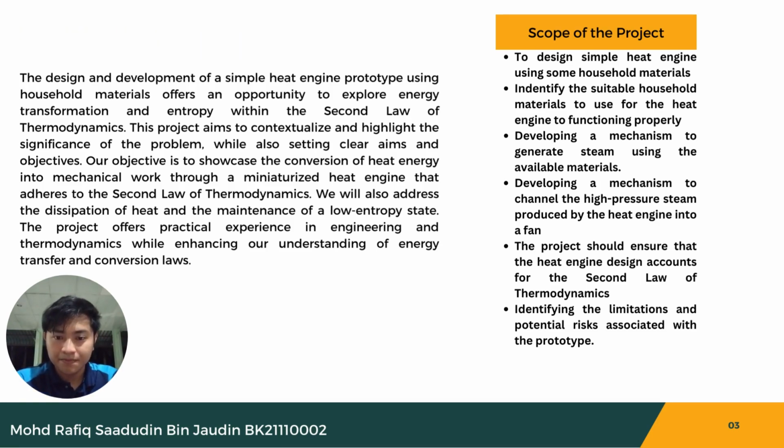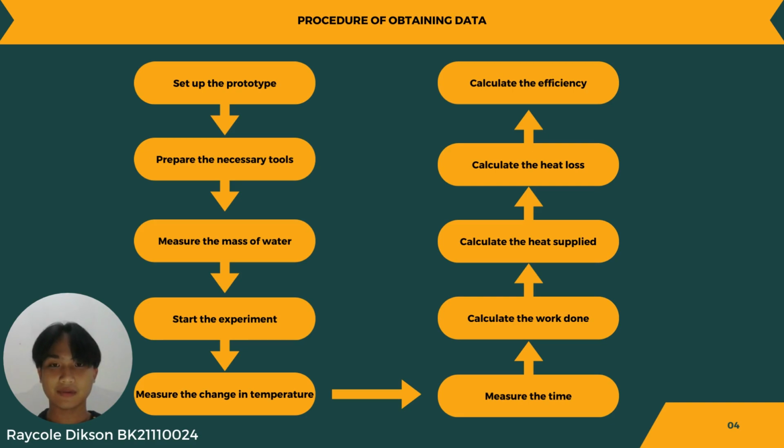Thank you. Hi, my name is Raycole Dikson, and today I will present about the procedure of obtaining the data. First of all, we set up the prototype and then we prepare the necessary tools such as flame gun and also water itself. And then we measure the mass of the water. And then we start the experiment by burning the prototype using our flame gun. And then we measure the change in the temperature. And after that, we measure the time for the prototype to heat up. And then we calculate the work done, the heat supply, the heat loss, and the efficiency. All the calculations will be provided on the next slide.